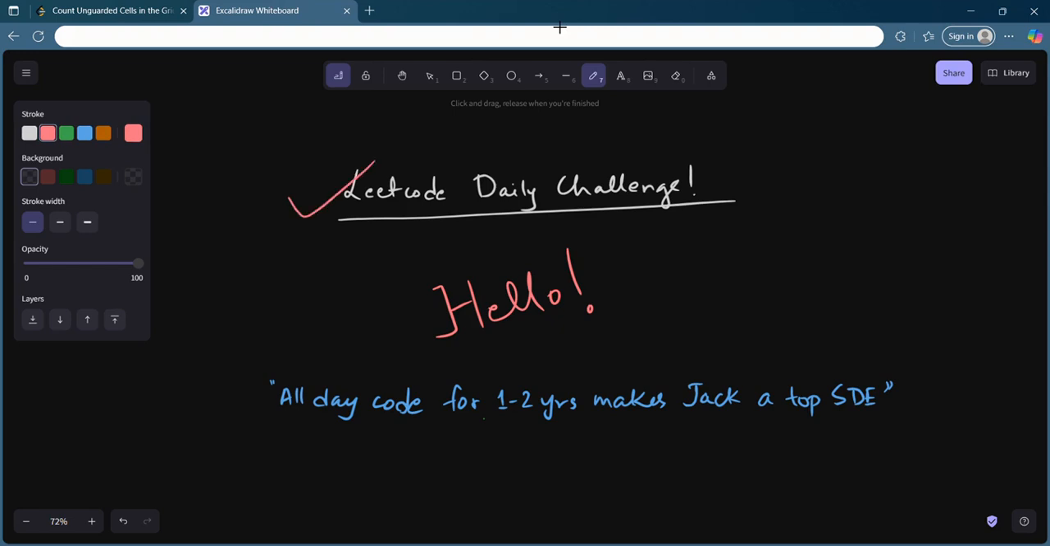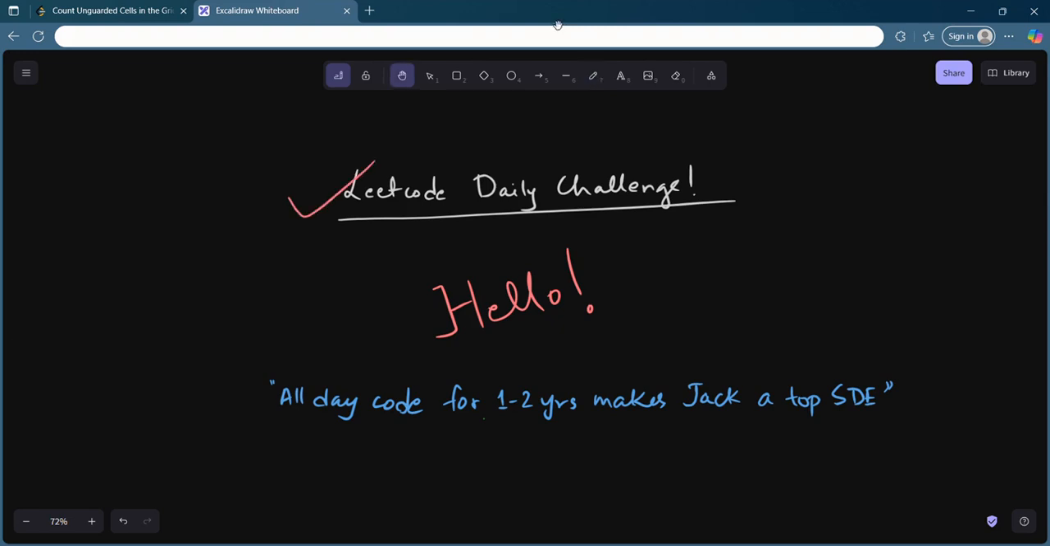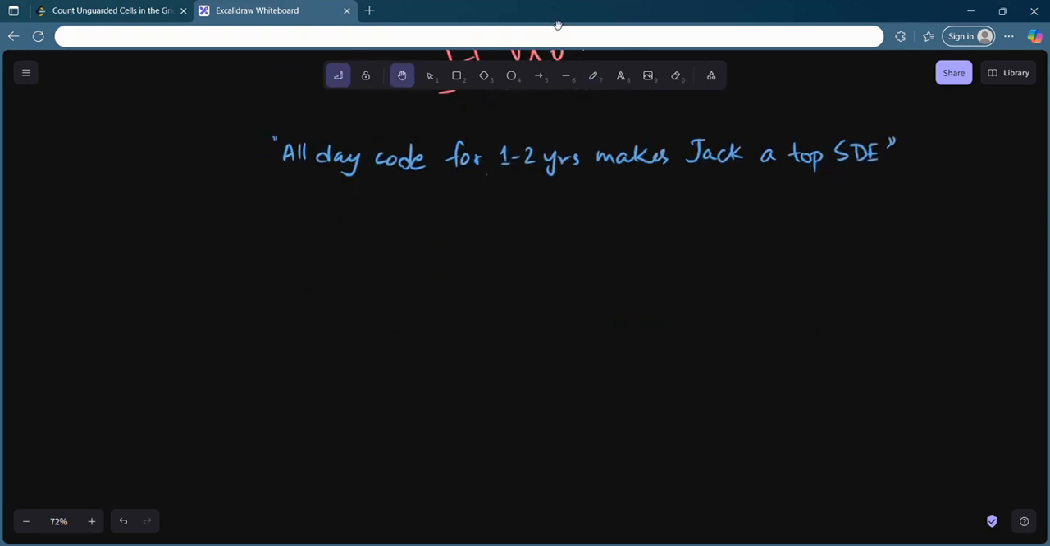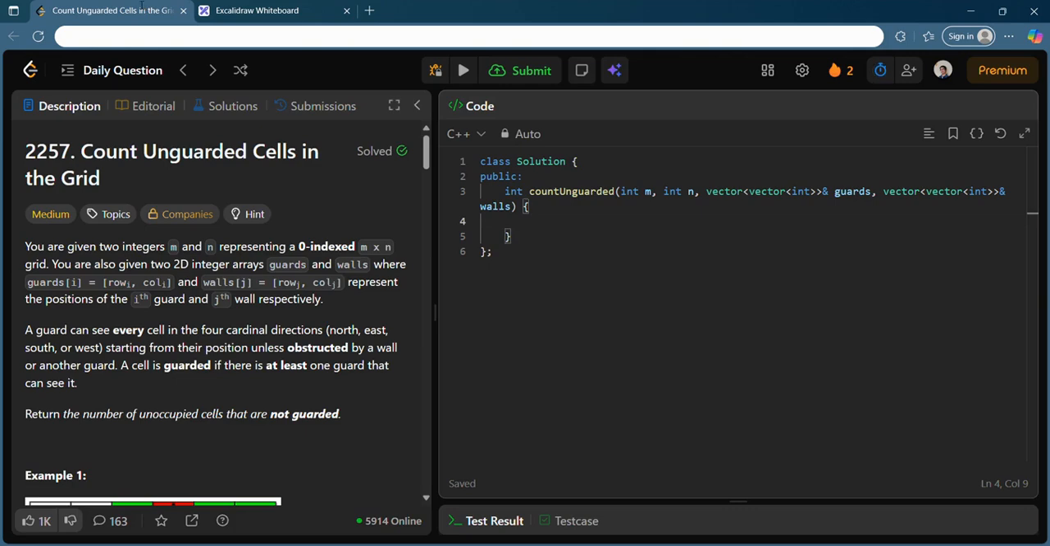So we will see today's daily challenge on Leetcode and we will try to solve it together. So let's try to understand the problem statement. Count unguarded cells in the grid. So I guess the problem statement is very simple.